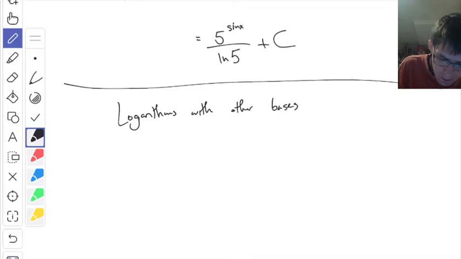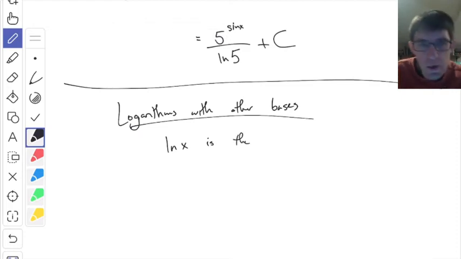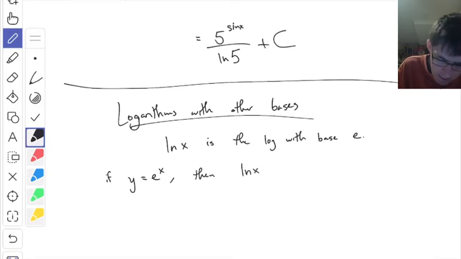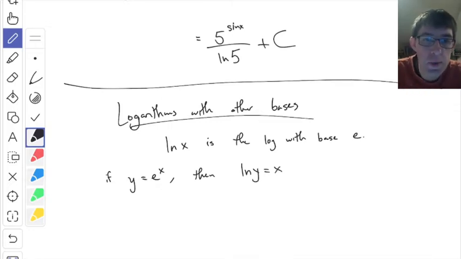All right. We call it the natural log, but another way you could describe it is the log with base e, because it is the inverse of e to the x, right? If y equals e to the x, then ln of y equals x. Remember, this is what it means that e to the x is the inverse of the natural log of x.